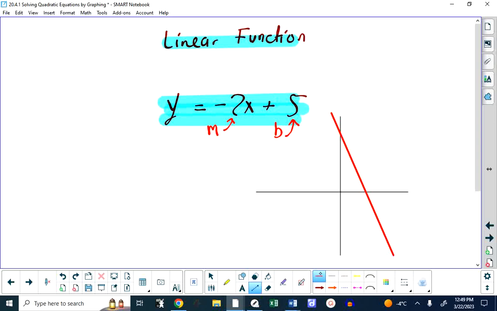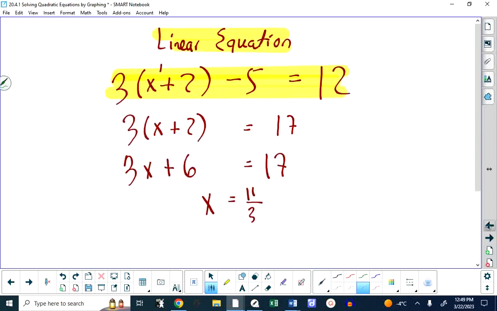Well, it's not called linear for no reason. The graph is a line. Okay, it's a linear graph. And I want to point out to you that it has one x-intercept. It has one x-intercept. A linear equation has one solution.